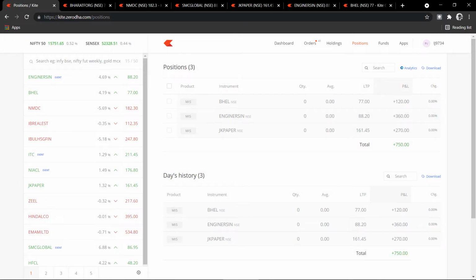and these are the positions I took today, and I exited the market with a profit of 750 rupees.